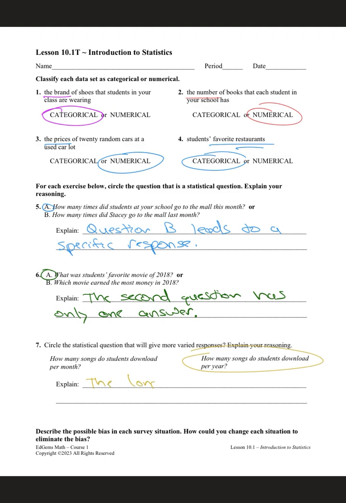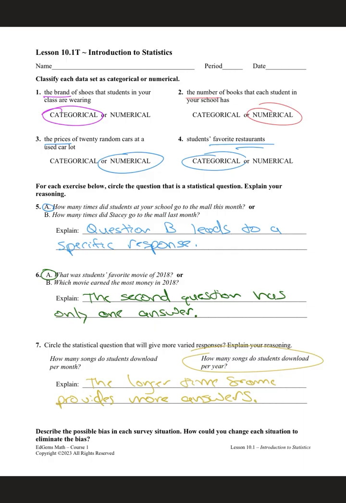So the longer time frame provides more answers. All right, on to the next page.